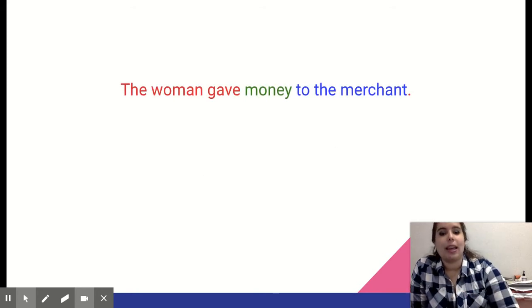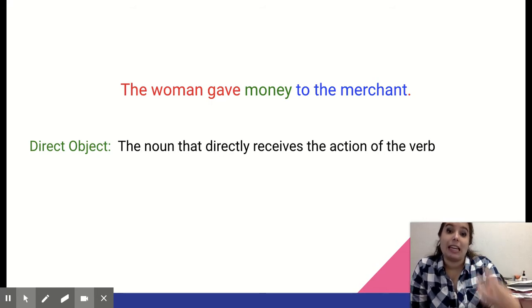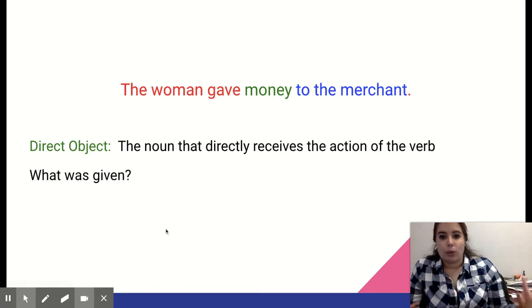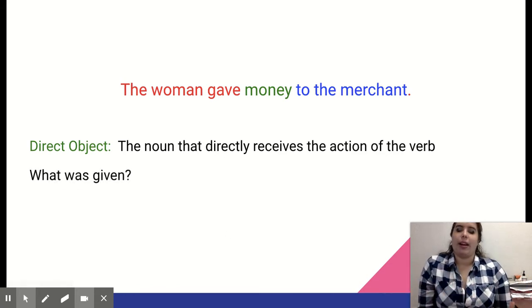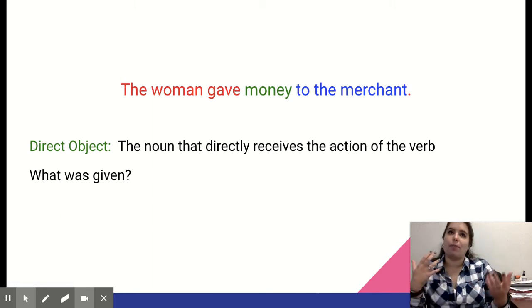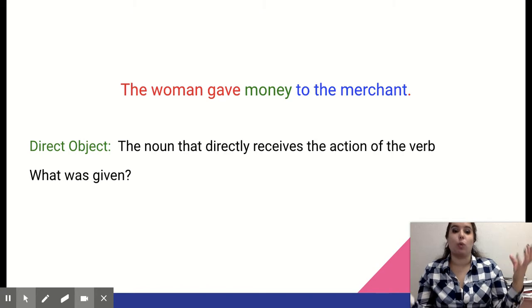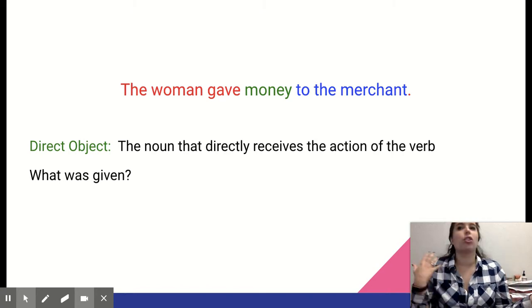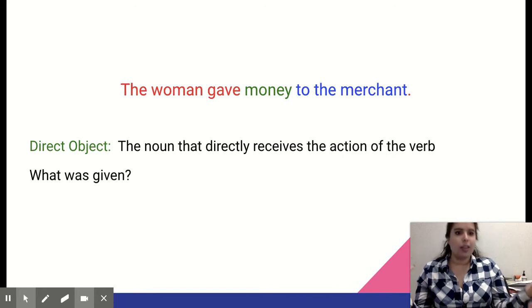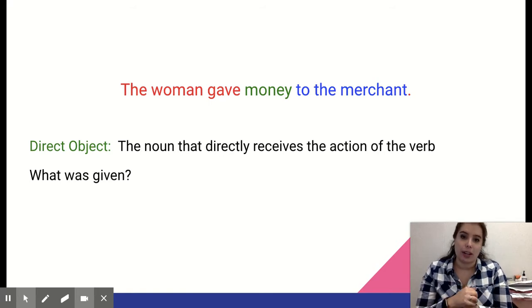So in our sentence, the woman gave money to the merchant, right? Money is our direct object in the sentence. It's the noun that directly receives the action of the verb. In this case, it's receiving the action of the giving. It's the thing being given. So what was given? Money was given, right? So you can answer the question, what was verbed? If you're saying the boy hit the baseball, hit is your verb. Baseball is what was hit. The girl sees the dog. What was seen? The dog. So it's what was verbed, or what is verbed. The answer to that question is going to be your direct object.